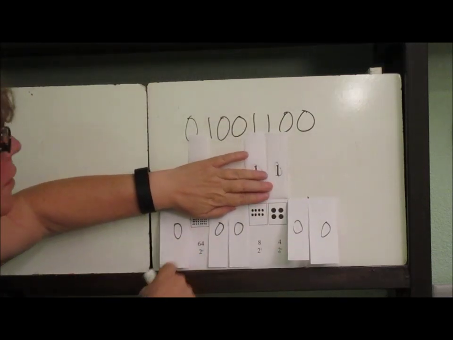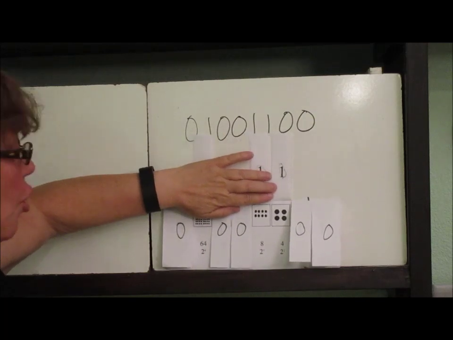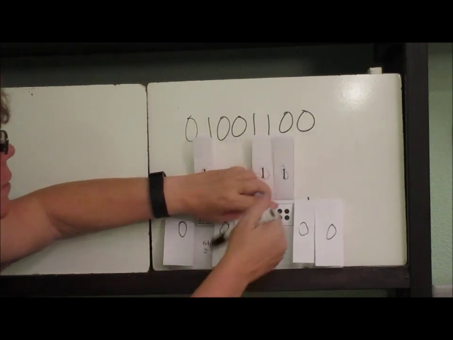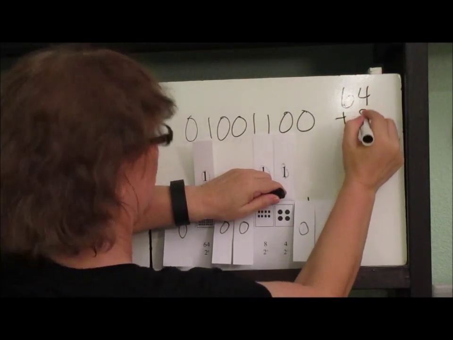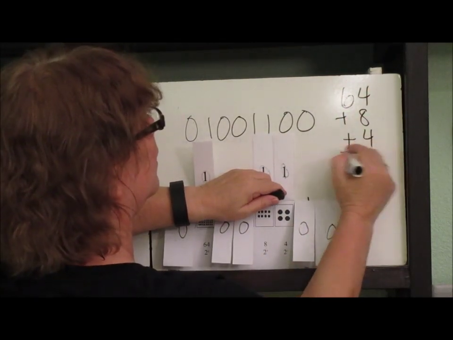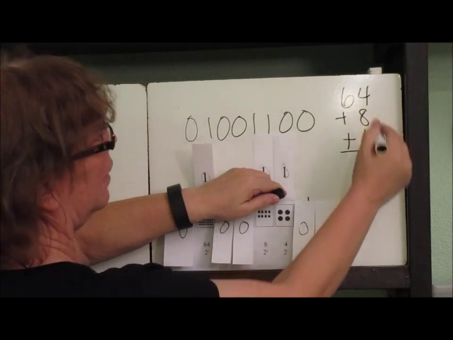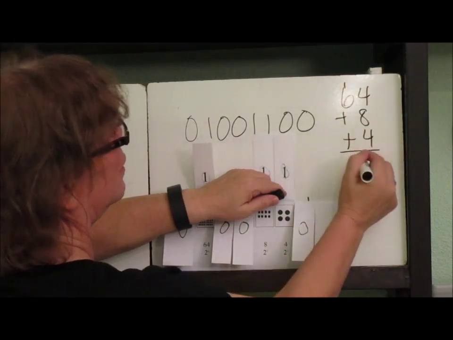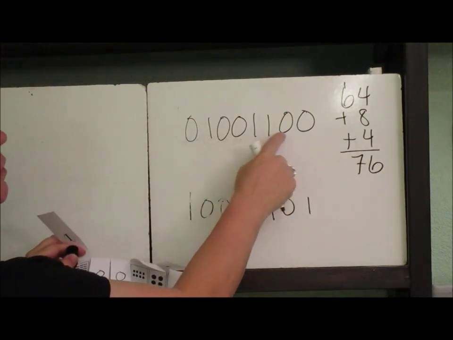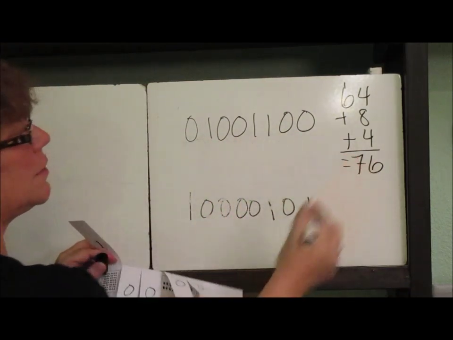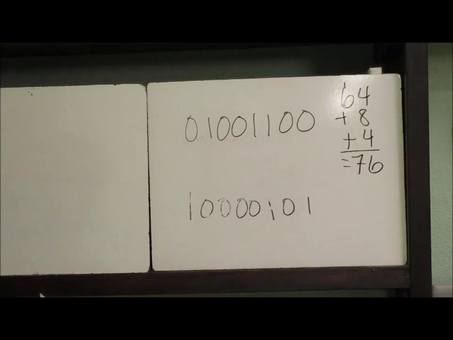Now, wherever there's a one, like the video said, that means add. So I have 64 plus 8 plus 4. Let's add that up. Okay, we've got 16 right here, 7. So this number, 01001100, equals 76. Let's try the next example.